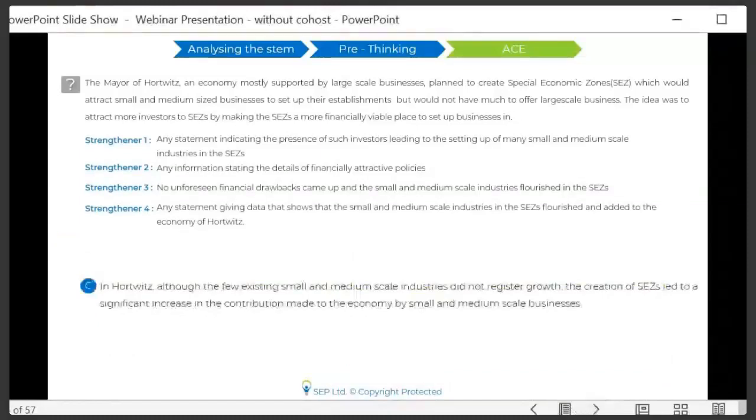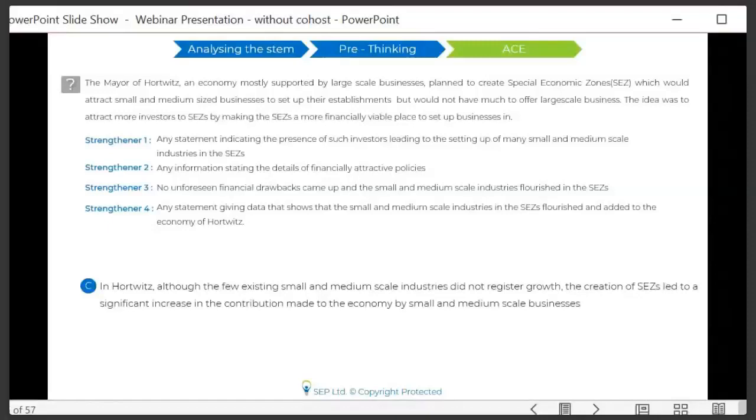What does choice C say? Let's see. In hot bids, although the few existing small and medium scale industries did not register growth, the creation of SEZs led to a significant increase in the contribution made to the economy by small and medium scale businesses. All right, what does this say?